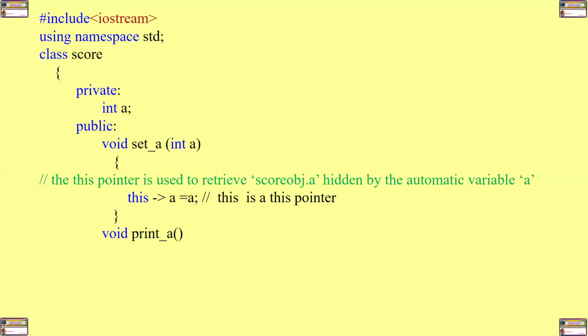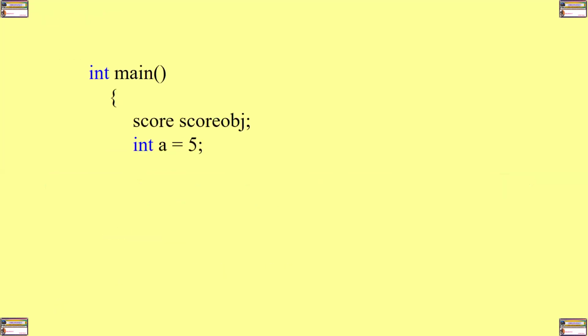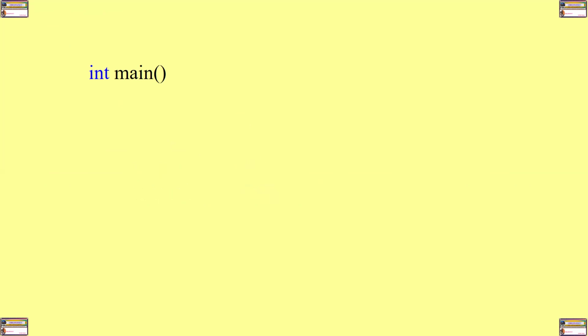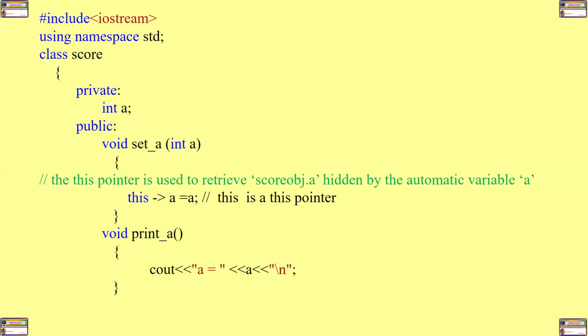So once that is done, the compiler will go back to the main program and execute the next statement. The next statement is invoking the function called printA, which is a member of the class called score. So this function, once it is invoked through the object called score object for the class, the compiler will go to the class and then come to this member, printA.